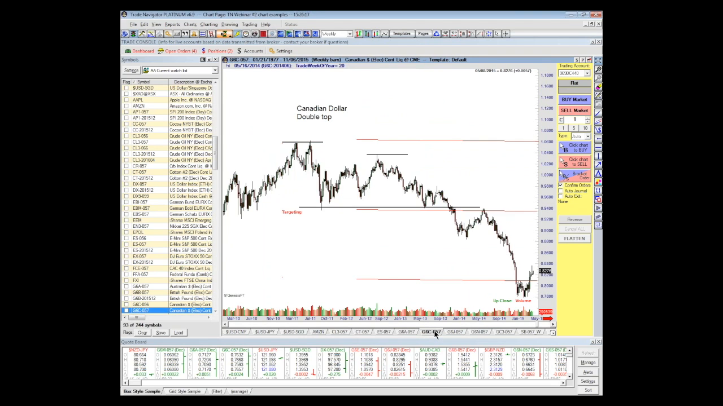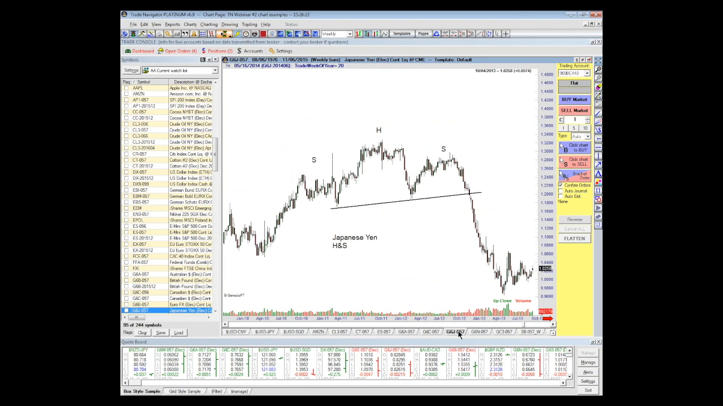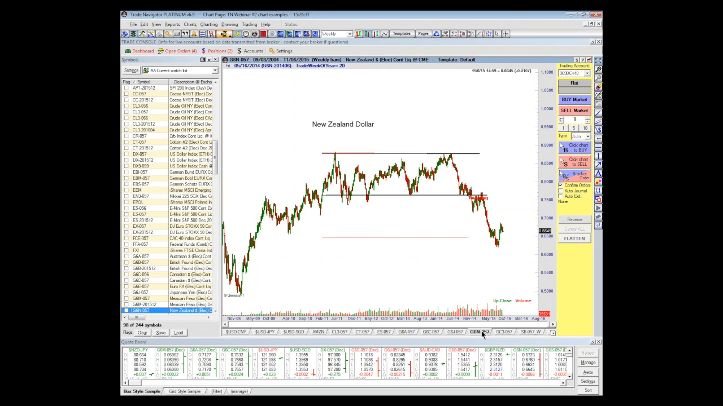Here's the Canadian dollar, and you can see a double top or a failure top. Here's Japanese yen. There's a head and shoulders top. This is the futures market, and here's a head and shoulders top that was completed in late 2012 that really led to the entire trend that we've seen in the yen. This is the New Zealand dollar. It's a rectangle top.